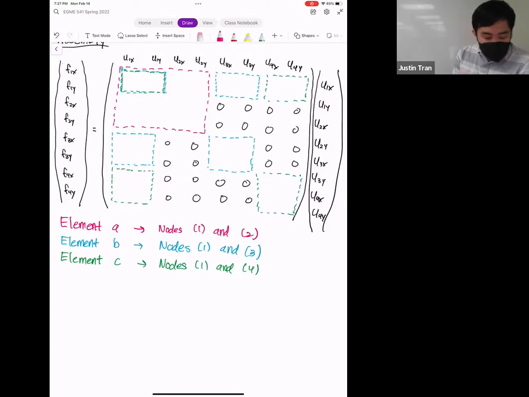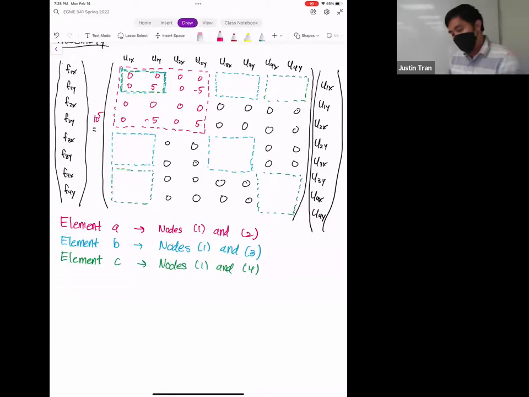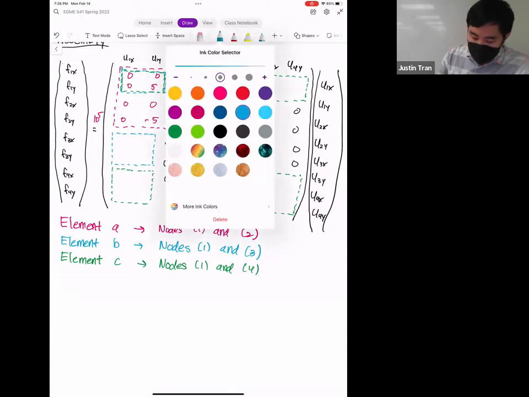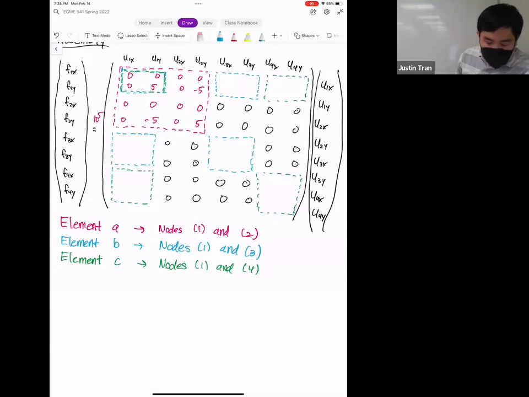Let's start with element A. Element A is pretty simple. We have 0, 0, 0, 1, but the 1 is multiplied by 10 to the 5th. Actually, let me do this just to make things simpler. I'm going to pull out a 10 to the 5th out here, just so we don't have to worry about it. And so this is going to be 5. Then we have 0, 0, 0, minus 5. And then we have another row of zeros. And then we have 0, minus 5 here, and 0, 5. All right, so that's element A. Relatively easy.